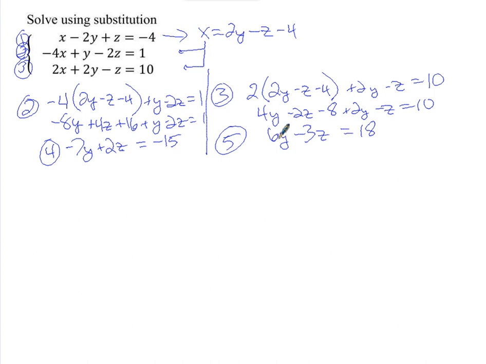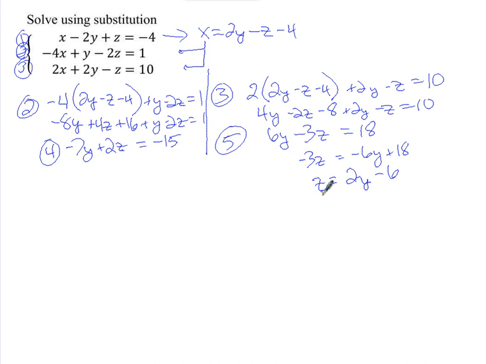Subtract 6y from both sides. Negative 3z equals negative 6y plus 18. Divide both sides by negative 3. Z equals positive 2y minus 6. Anytime you say positive, I want to write plus or whatever. Would you like positive 2 from your saying? Oh, yeah, gotcha. Sorry.